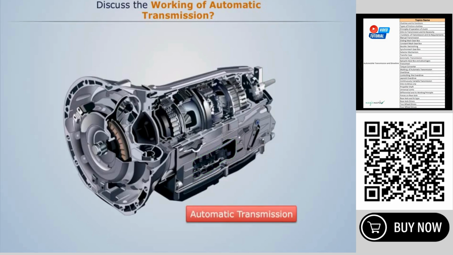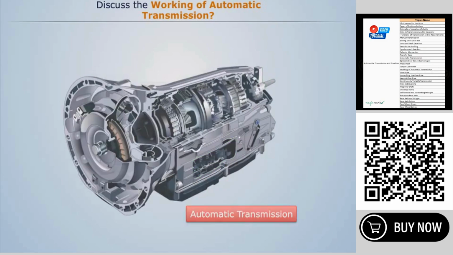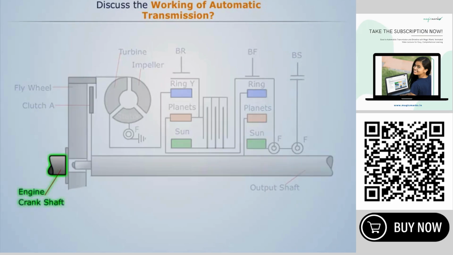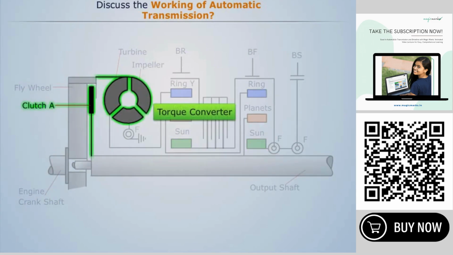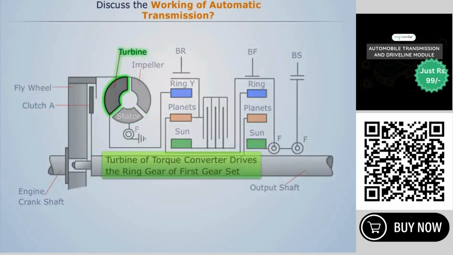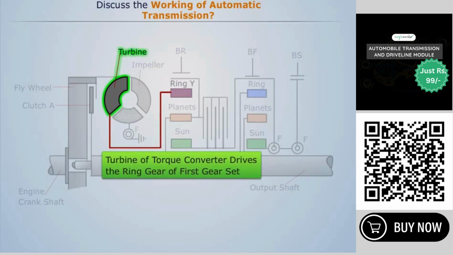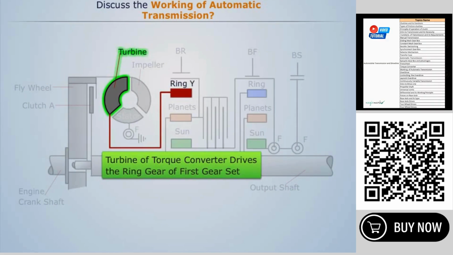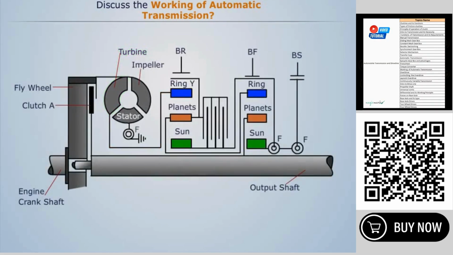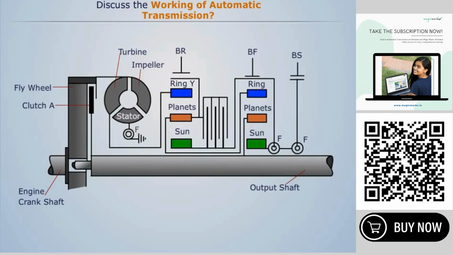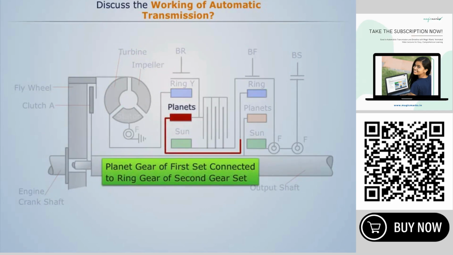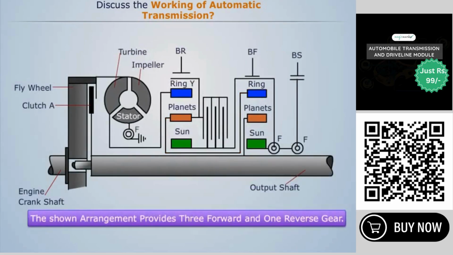A typical Borg-Warner automatic transmission layout can be shown as: here the input shaft is attached to a flywheel, which has a clutch and a torque converter attached to it. The turbine of torque converter drives the ring gear of the first gear set through a free wheel. The drive to second gear set is then taken from the planet carrier of first gear set so that the two gear sets act in series. The shown arrangement provides 3 forward and 1 reverse gear.